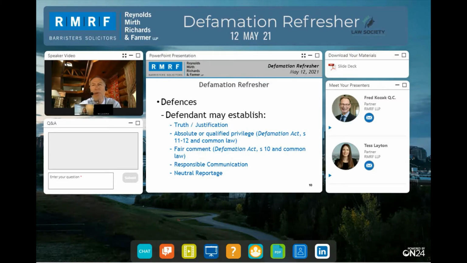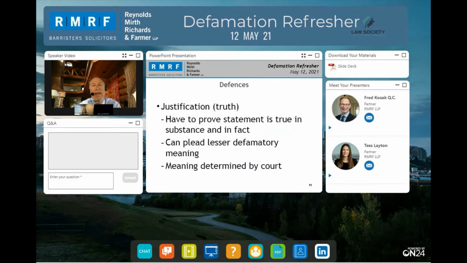So truth or justification, pretty straightforward. You have to prove all of the elements of the defamatory statement are true. And as I said, because defamatory statements are presumed to be false, that can be an onerous burden.